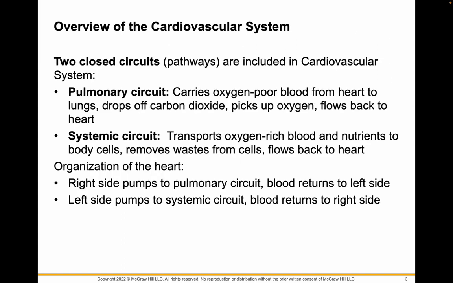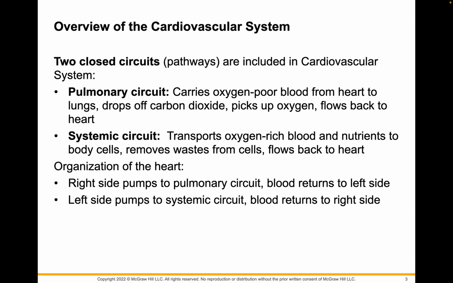There are two closed circuits in the cardiovascular system. When they mean closed circuits, that means that the blood doesn't mix with the body fluid. For example, a grasshopper has an open cardiovascular system, an open circuit, and so it's not as efficient. And we've evolved two circuits: the pulmonary circuit, pulmonary always means lungs, and the systemic circuit, which are the systems besides the lungs of the body.